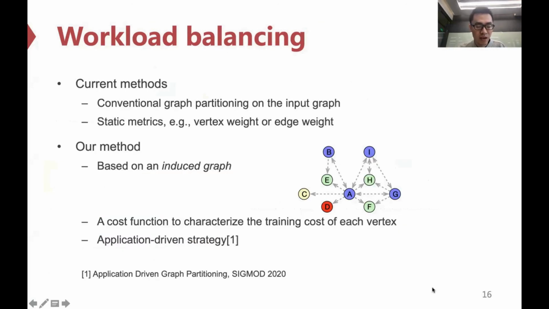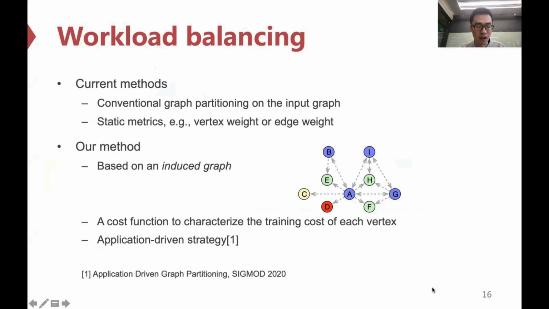The next optimization is workload balance for distributed training. Existing solutions use different graph partition algorithms on the input graph to solve this problem. However, as we can see, the input graph cannot capture the dependency information among vertices. Therefore, our method is performed on a new induced graph.